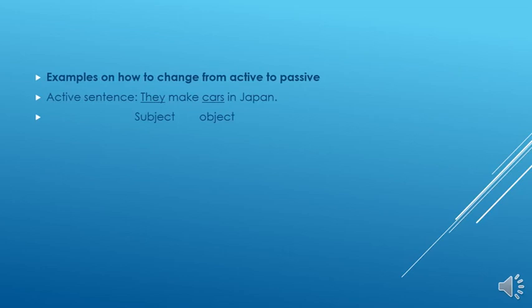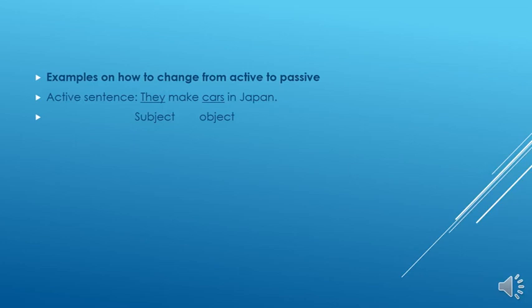So, of course, here the pronoun they is the subject of this sentence. Then make is a verb. Then we would have cars as object. And finally, in Japan, which would be the prepositional phrase, which we wouldn't care about in this case. We would just leave it the same by the end of the solving. So, how do you think this sentence would be solved? I would give you time to stop the video and try for an answer for this one.